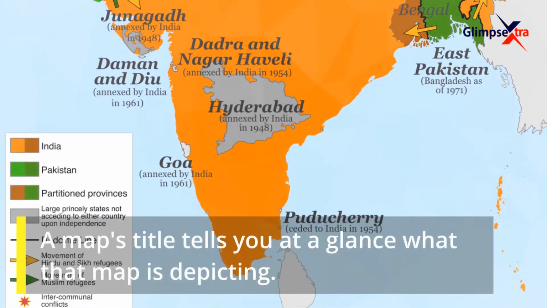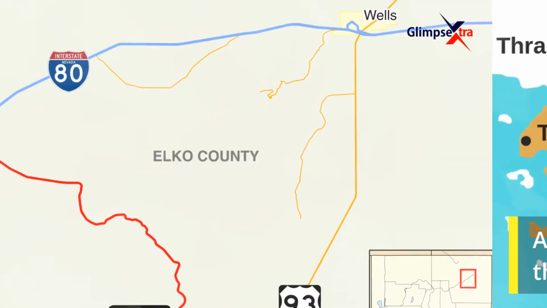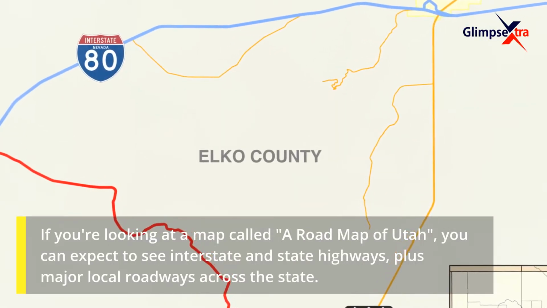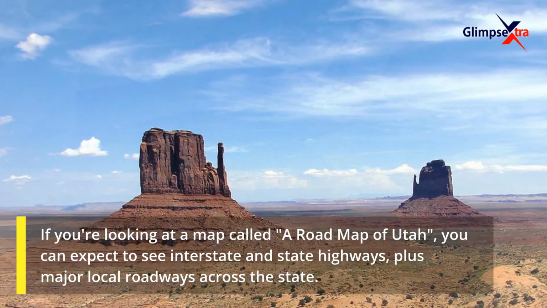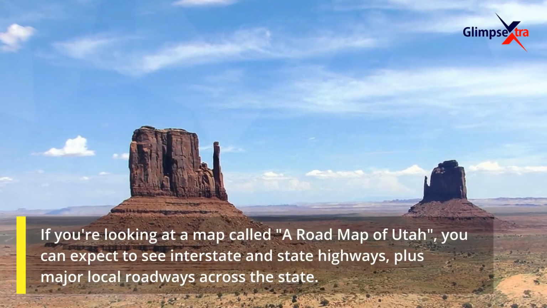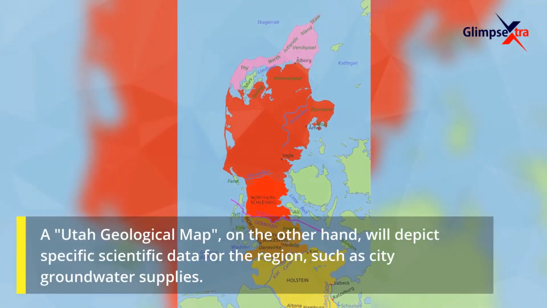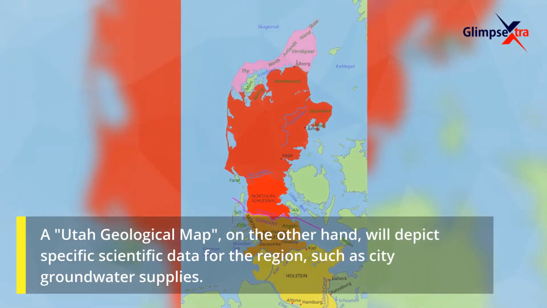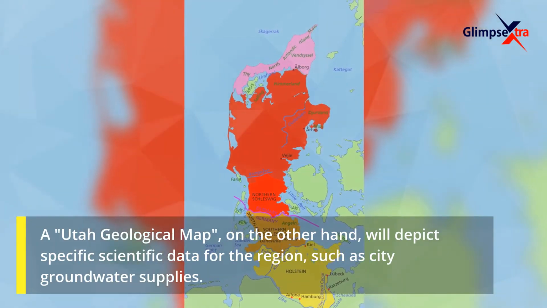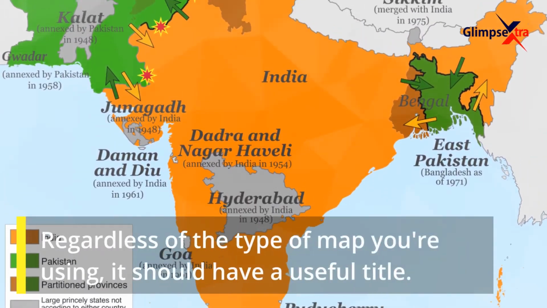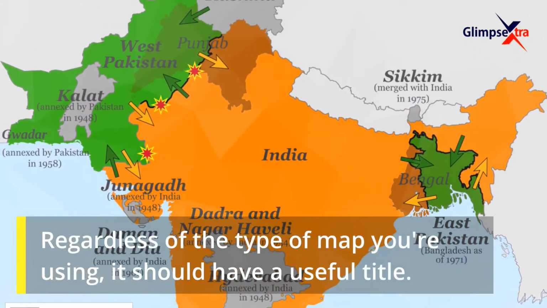A map's title tells you at a glance what that map is depicting. If you're looking at a map called the Road Map of Utah, you can expect to see interstate and state highways, plus major local roadways across the state. A Utah geological map, on the other hand, will depict specific scientific data for the region, such as city groundwater supplies. Regardless of the type of map you're using, it should have a useful title.